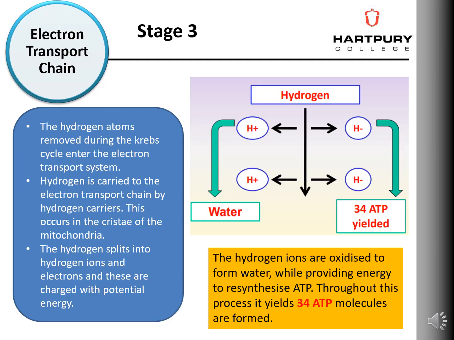Okay, so stage 3, the electron transport chain. This is where the hydrogen atoms removed during the Krebs cycle enter the electron transport chain. The hydrogen is carried to the chain by hydrogen carriers, and this occurs in the mitochondria. The hydrogen splits into ions and electrons, and these are charged with potential energy. And this creates 34 ATP. So the yield of this system is 34.